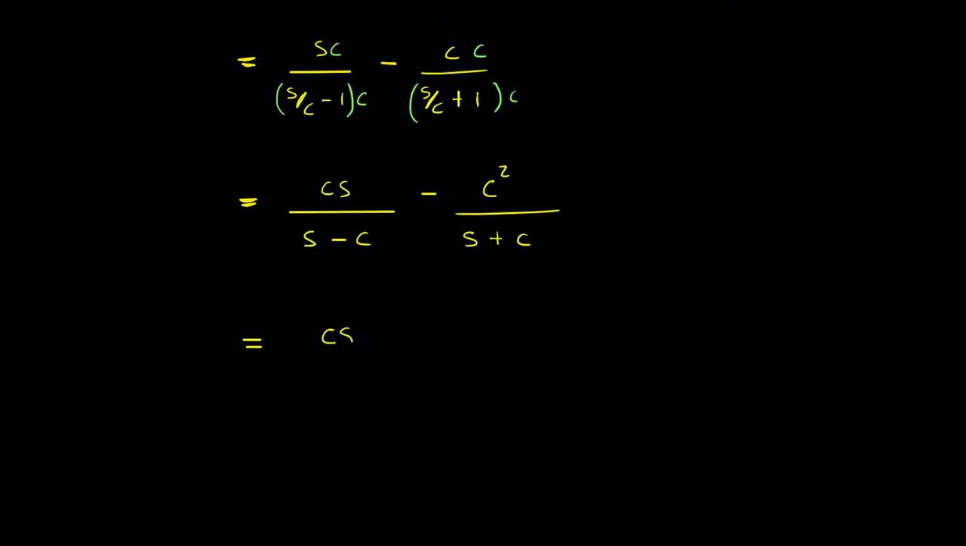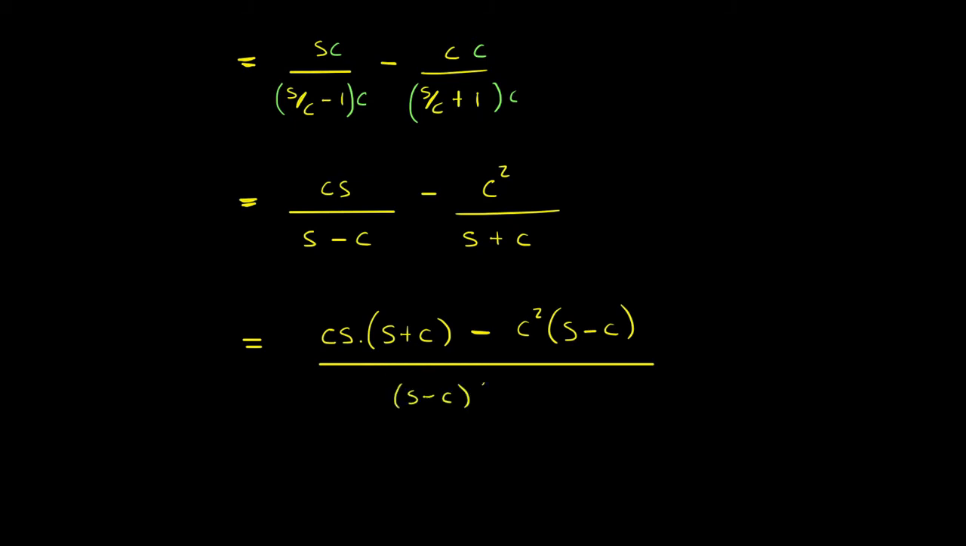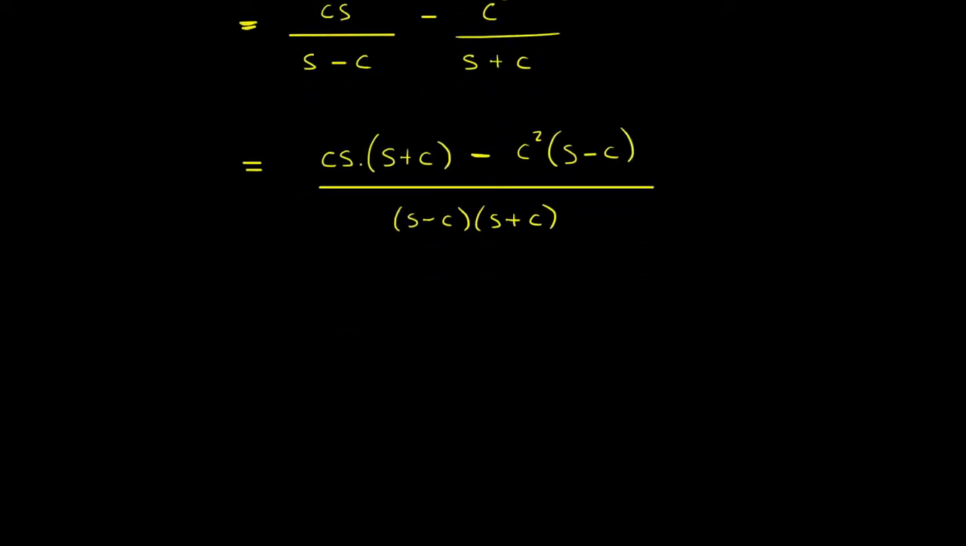So this will be cos sine times by sine plus cos, minus cos squared times by sine minus cos, and I'm going to put this all over sine minus cos times by sine plus cos. Well, let's expand the numerator.